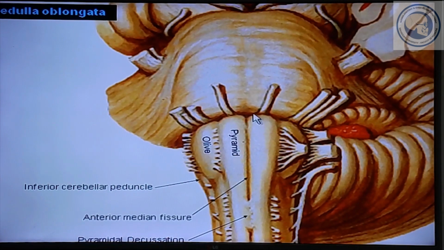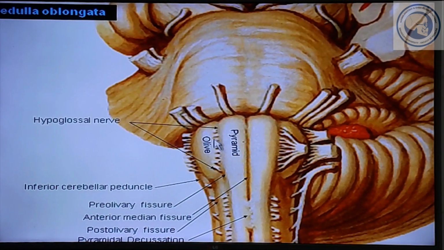We have in the midline anterior median fissure, which is obliterated in its lower part by the pyramidal decussation. We have between pyramid and olive pre-olivary fissure, and between olive and the inferior cerebellar peduncle, we have the post-olivary fissure. What else in the ventral aspect of the medulla? We will see the exit of the last 4 cranial nerves. Hypoglossal nerve is the only one which arises from the pre-olivary fissure, while the glossopharyngeal, vagus, and the cranial accessory nerve arise from the post-olivary fissure.